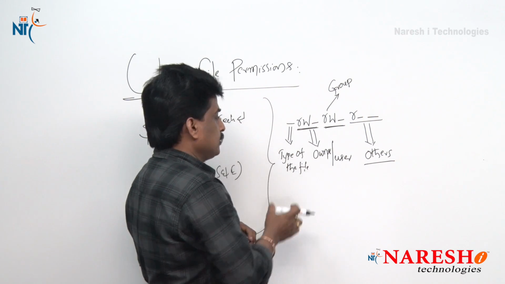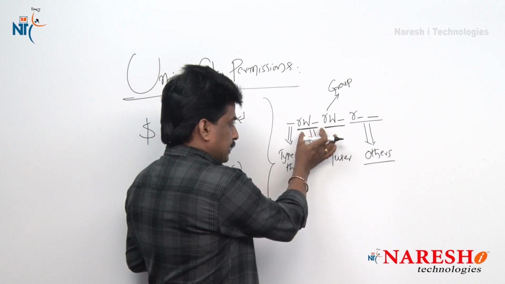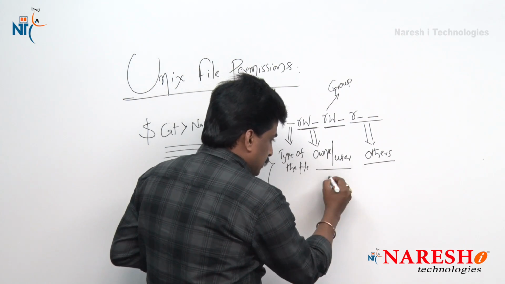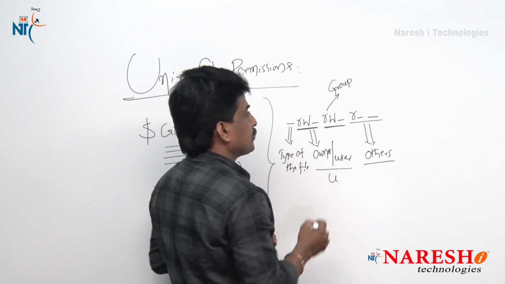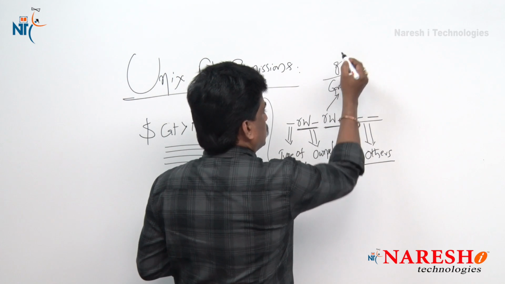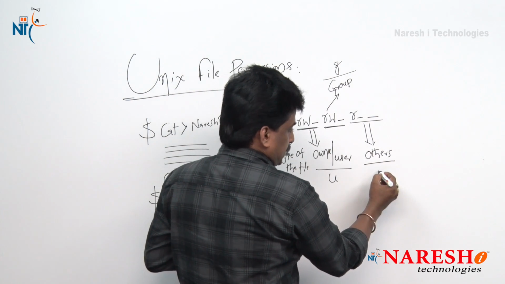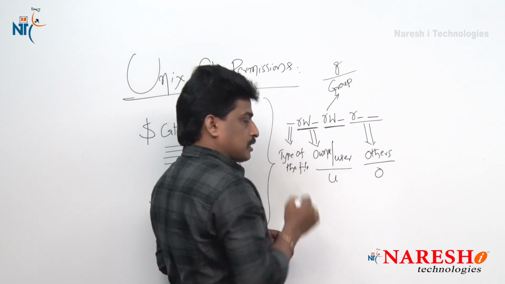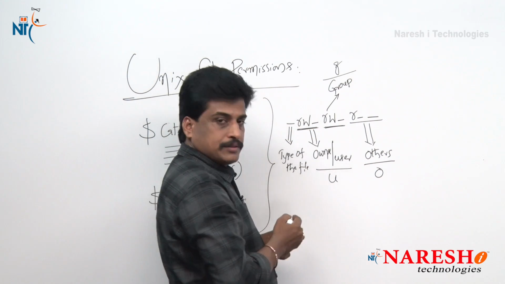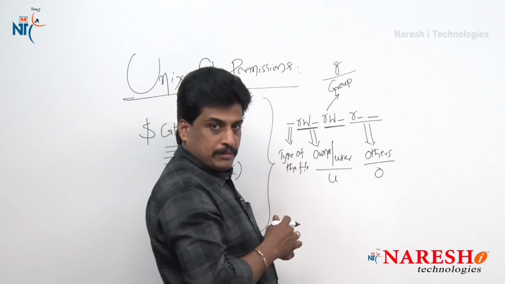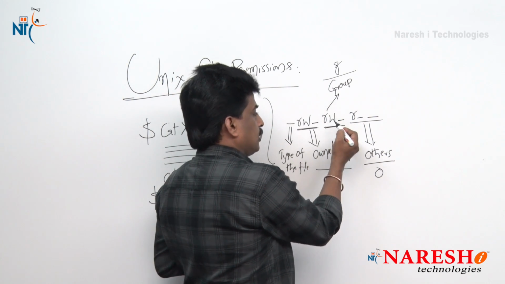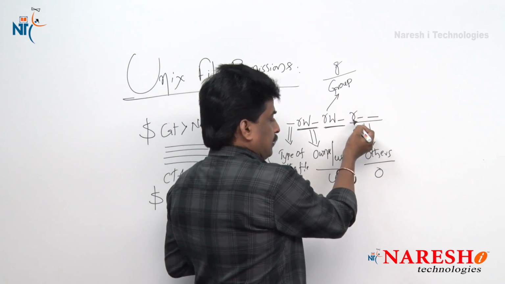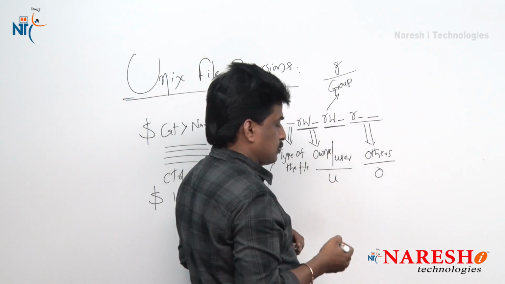First one is the hyphen, the type of the file. The second three are the owner or user, indicated with the U character. Group is indicated with the G character. Others are indicated with the O character. Now, R means read, W means write, and hyphen means no permission. So here it is R read, no permission, no permission.